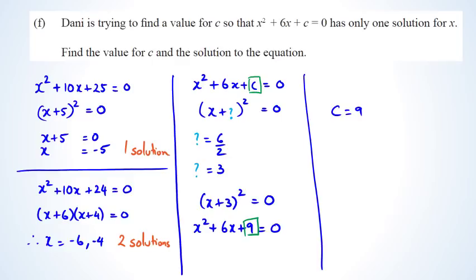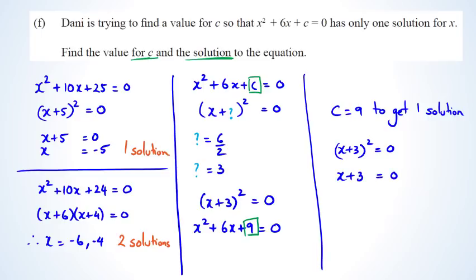So to get one solution, and that's just one part of it, guys, because look at the question again. It says find the value for c and the solution to the equation. So you have to go back to your equation, which is (x + 3)² = 0, and you're going to get x + 3 = 0. Therefore x is equal to minus 3. So once you get here, you are looking at an excellence.